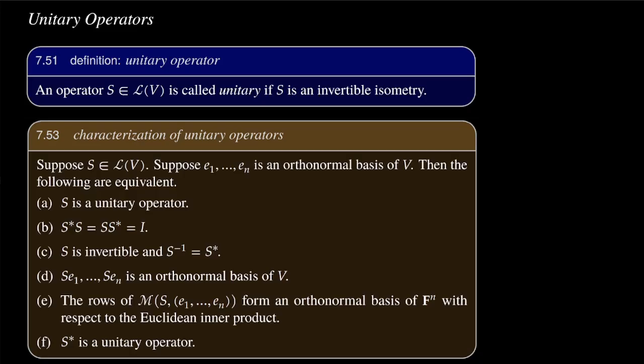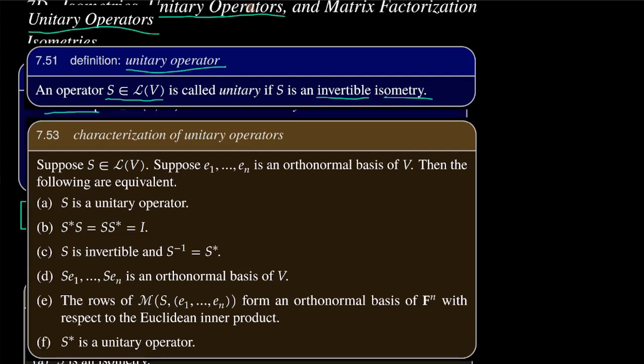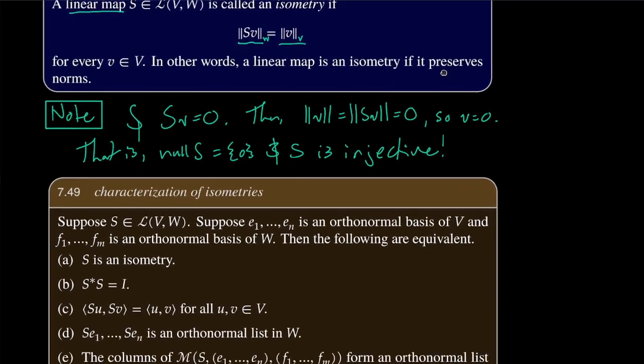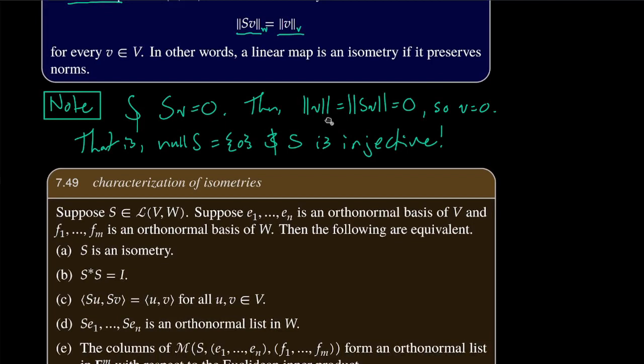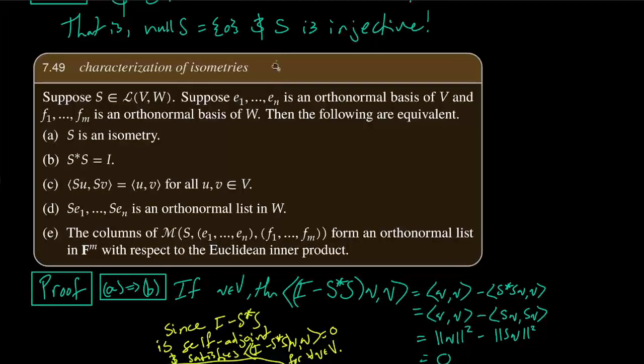One very useful class of isometries are the unitary operators. A unitary operator is an operator, not just a linear map, but a linear map from a vector space to itself, that is an invertible isometry. So when do you have this? Let's think about it really quick. Let's go back. All isometries have trivial null space and are injective.